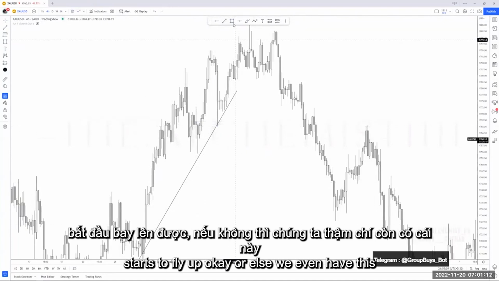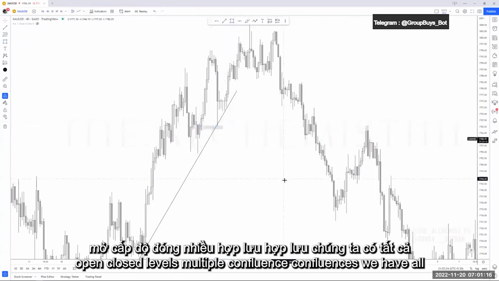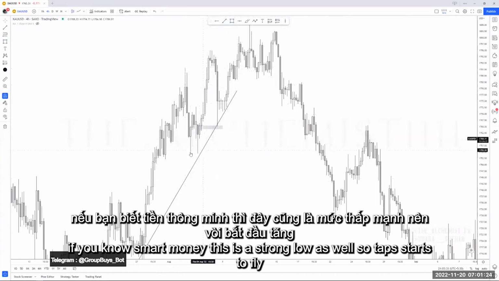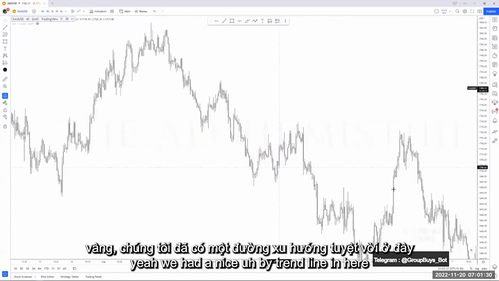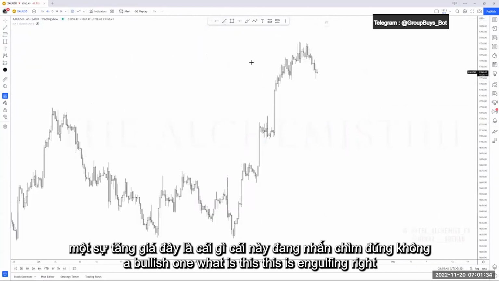Or else we even have these open close levels. Multiple confluences, we have all of them. So open close levels. We have a breakout structure in here. If you know smart money, this is a strong low as well. So taps starts to fly. We have a bunch of confluences there. So yeah, we had a nice buy trend line in here, a bullish one.